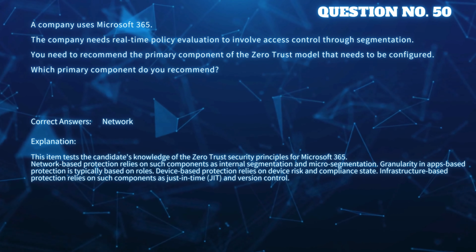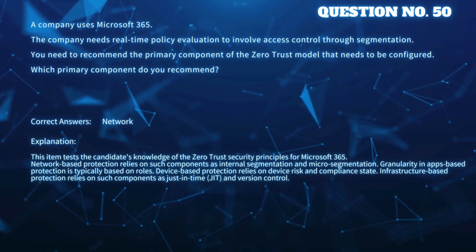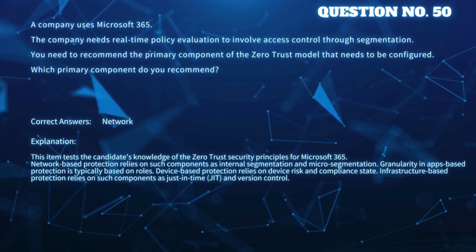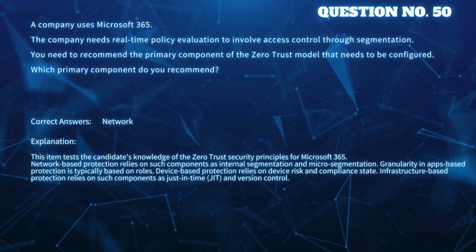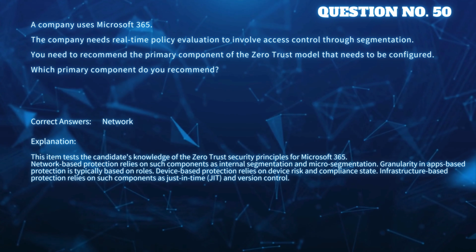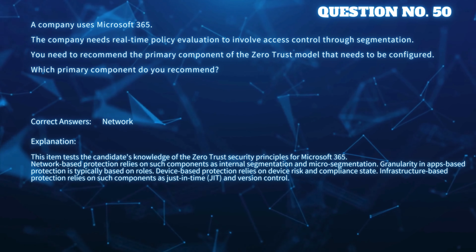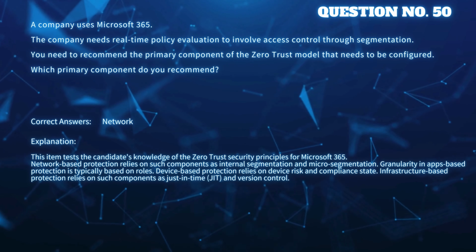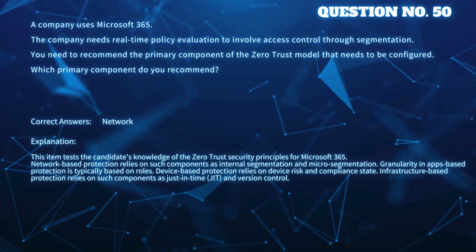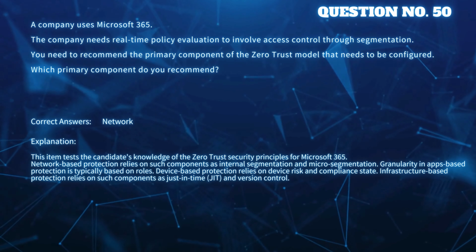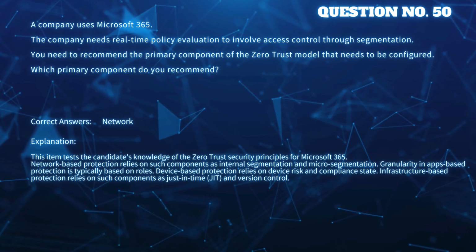Correct answer: Network. Explanation: this item tests the candidate's knowledge of the Zero Trust security principles for Microsoft 365. Network-based protection relies on such components as internal segmentation and microsegmentation. Granularity in apps-based protection is typically based on roles. Device-based protection relies on device risk and compliance state. Infrastructure-based protection relies on such components as just-in-time, JIT, and version control.